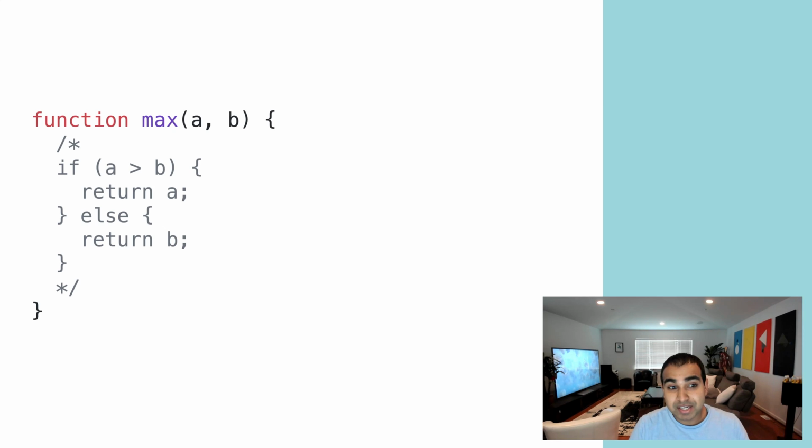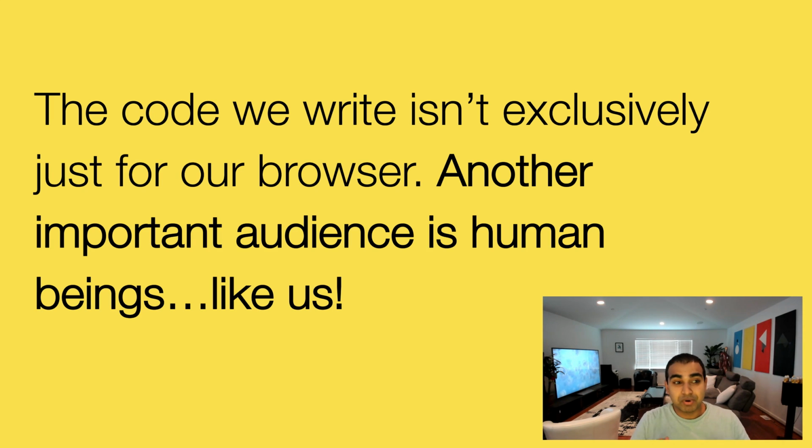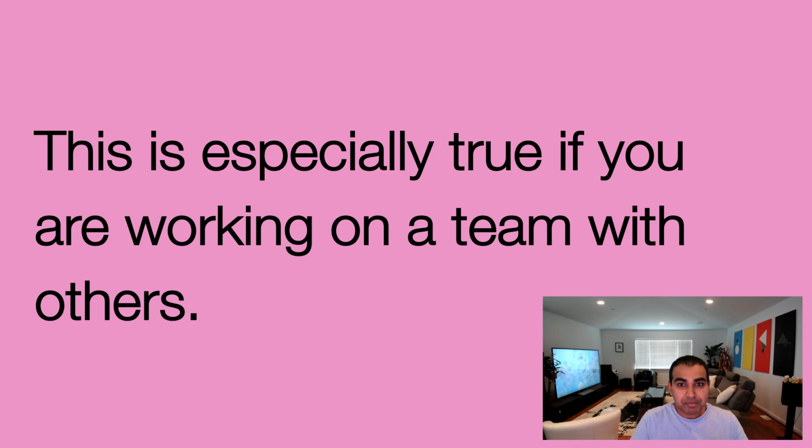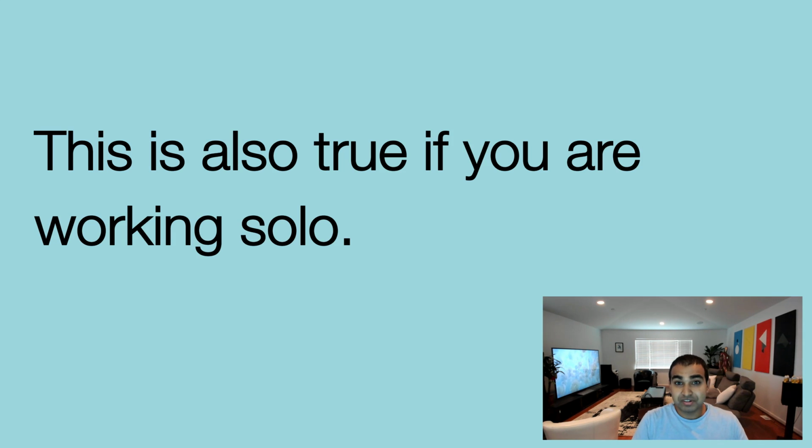But like I mentioned at the beginning, commenting also has another big part of it. It's because the code we write isn't exclusively just for our browser. Another important audience is human beings, just like us. And so for them, especially if you're in a team with other people, having a way to communicate what your code is doing is actually very, very important. And that's where commenting really plays a much larger role than just ignoring certain lines of text. And of course, this also applies if you're working solo, because there are countless times that I've written things a year or two ago that I look back at right now and I'm like, what exactly was I doing?